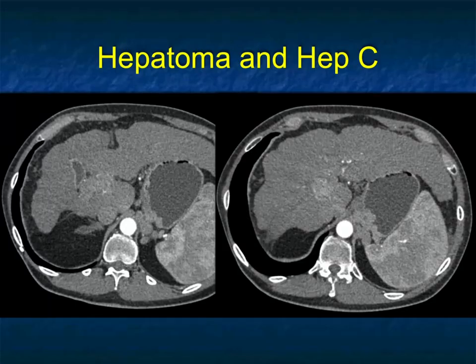Another example. So one of the things to mention, we talk about cirrhosis, we talk about hepatic adenoma and the transition from hepatic adenoma to hepatoma. It's important also to be thinking about hepatoma all the time.